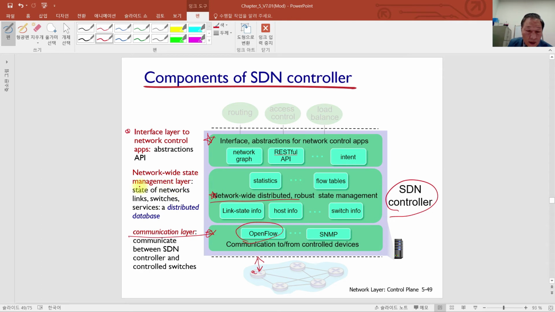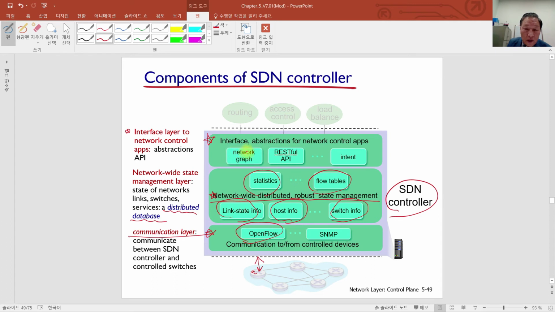And the middle one is the network-wide state management layer, holding the state of networks, links, switches, and services in a distributed database of that information. This is providing network-wide distributed and robust state management. The link state information and those are being used to apply the algorithm based on this information, switch information, statistics and flow tables.